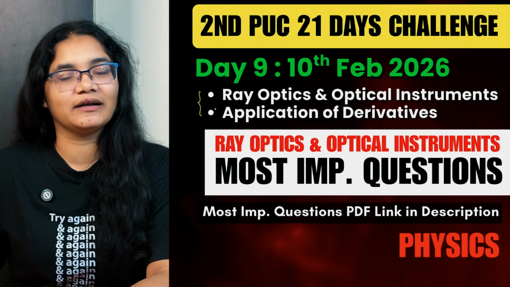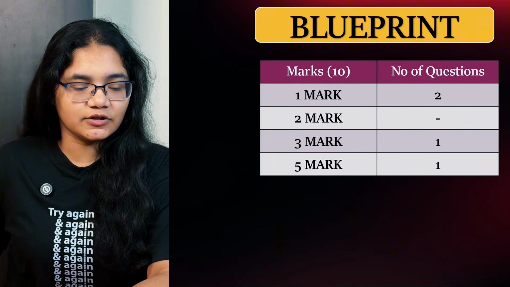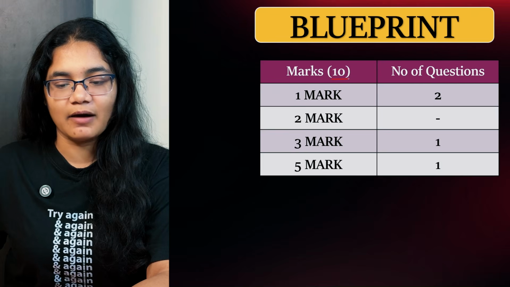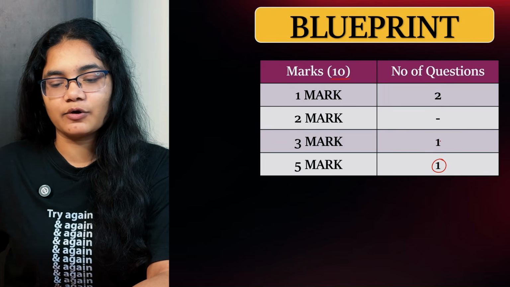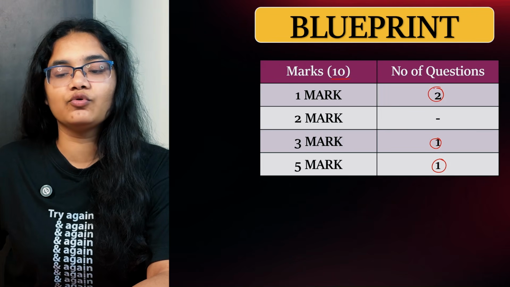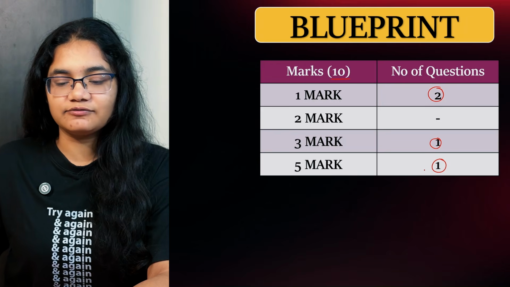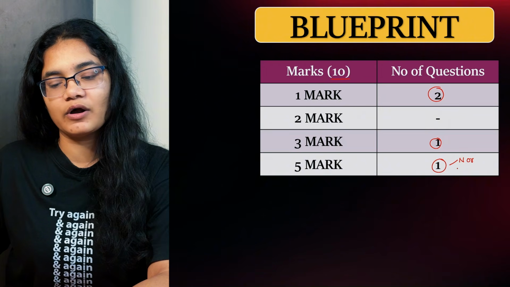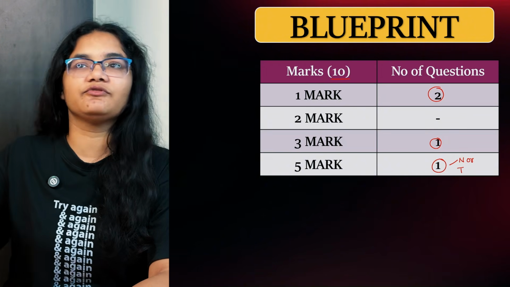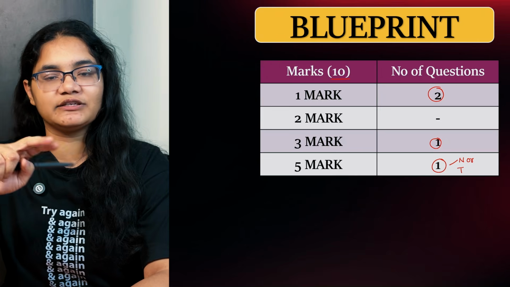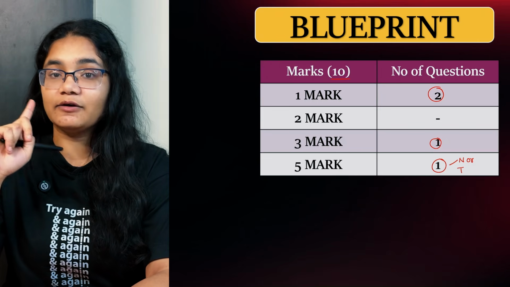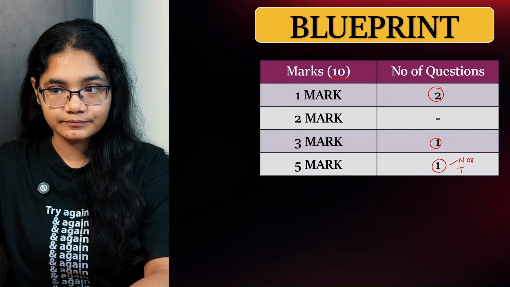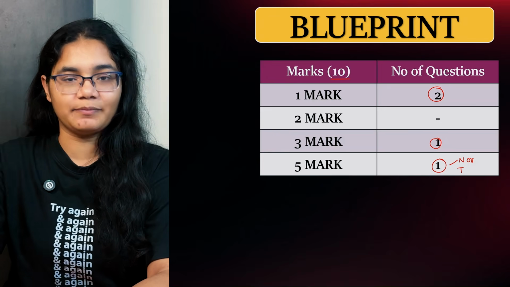But before that, we have to understand the blueprint of this chapter. The weightage of this chapter is 10 marks, and you will get one 5-marker question, one 3-marker question, and two 1-marker questions. The 5-marker question can be either numerical or theoretical. If you see the model question papers, in two of them we have a numerical question, and in one model question paper you have the theory question. So you have to practice both.